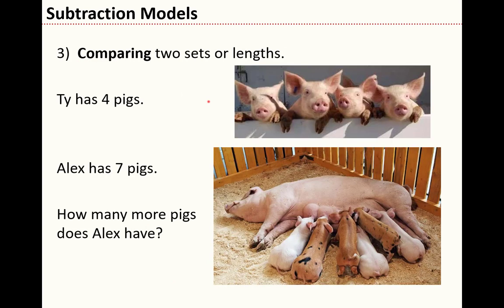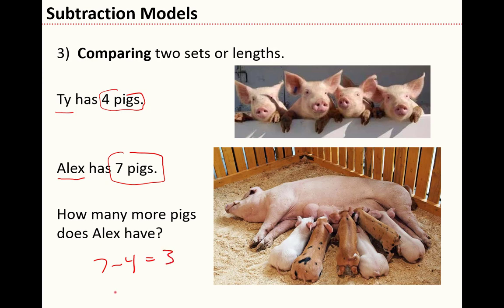The third model is comparing. Let's suppose Ty has 4 pigs and Alex has 7 pigs. How many more pigs does Alex have? This isn't either of the 2 previous models. I'm not taking away pigs, and I'm not categorizing a set of pigs into 2 parts. I'm comparing 2 different sets. I'm comparing 4, and I'm comparing 7, and I want to know how much more is 7 than 4. Here's another situation where subtraction is appropriate. 7 minus 4 is 3.